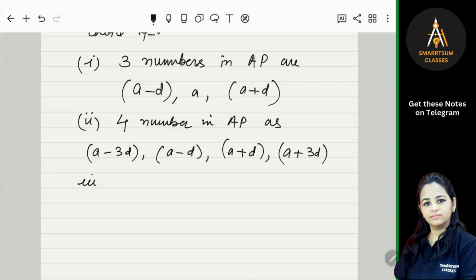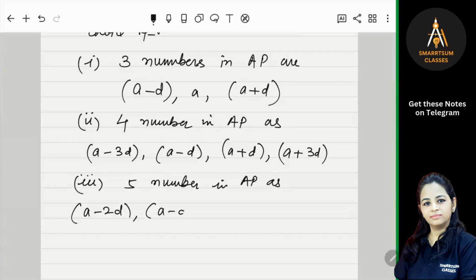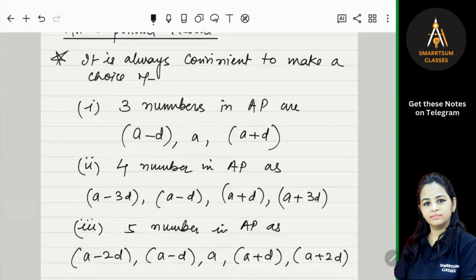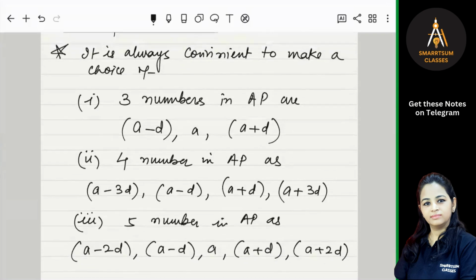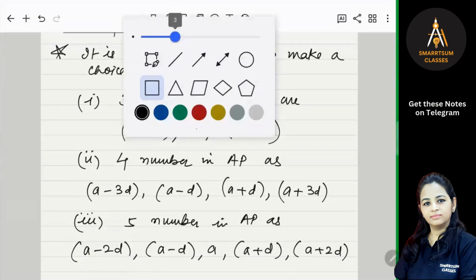And if you want to choose 5 numbers in the AP, right, then always choose a minus 2d, a minus d, a, a plus d, and a plus 2d, right? So always make a choice of such general terms whenever you need to assume some numbers in AP, right? Always make a choice of this. So you can keep it in a box. This you need to remember.